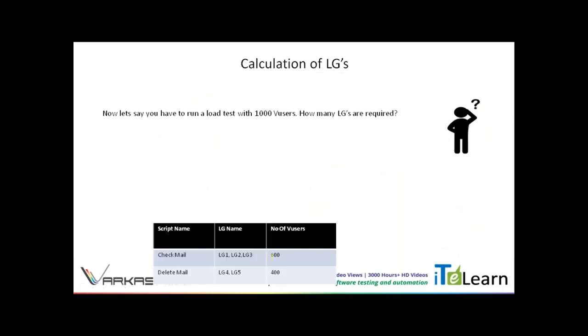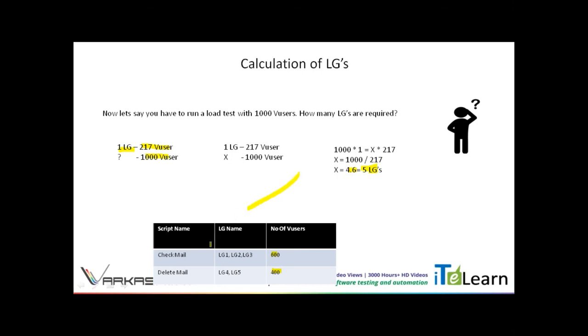For our test now, you have 1000 virtual users. One LG can support 217. For 1000, how many LGs do you need? You need 4.6 LGs, but you cannot have 0.6 LGs, so you need 5 LGs for my project. So you have LG1, LG2, LG3, LG4, LG5.